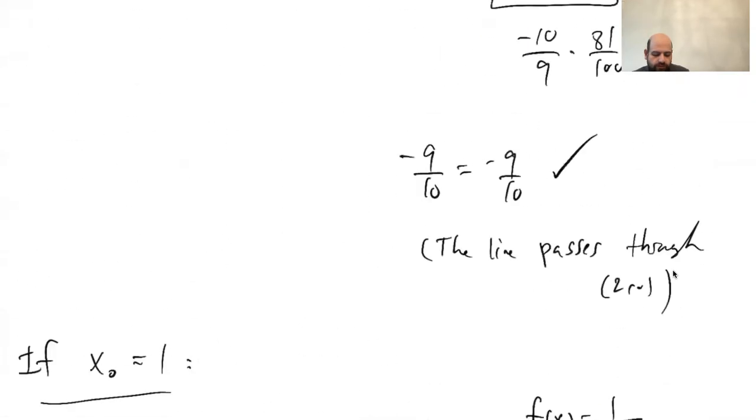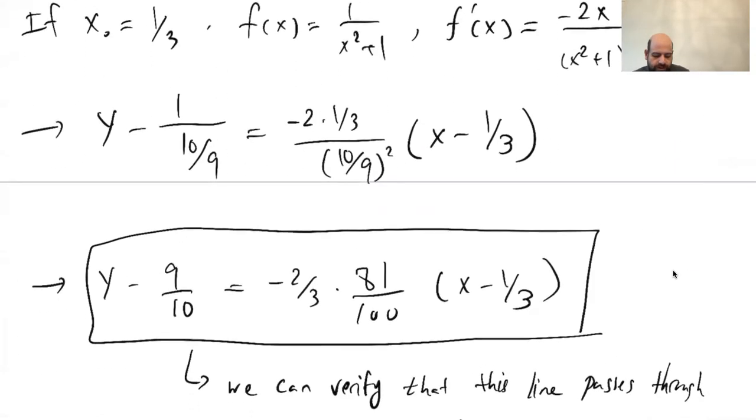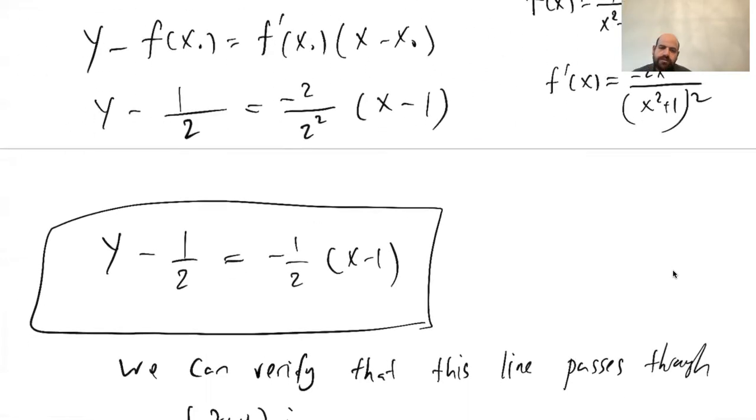So I have two solutions. One line is this and the other line is this. Both these lines pass through the point (2, 0). They are both tangent to the graph that is given to us, but not at x equals 2, at some other x0 values. One of them at x0 equals 1/3, one of them at x0 equals 1, but both of them pass through the point (2, 0).